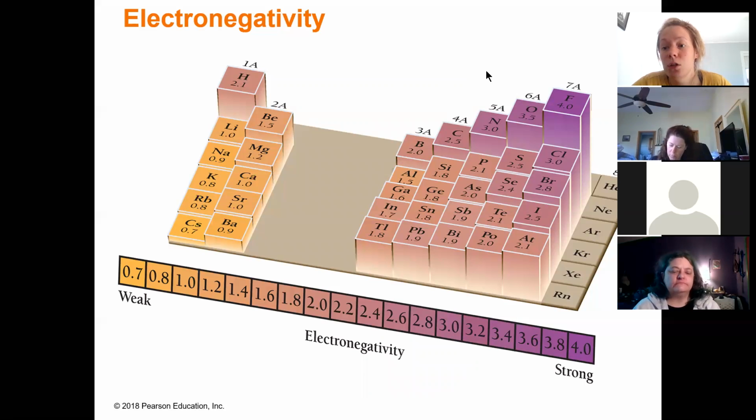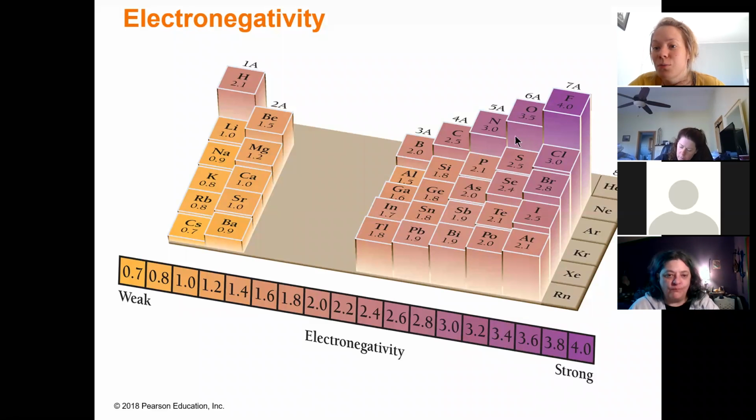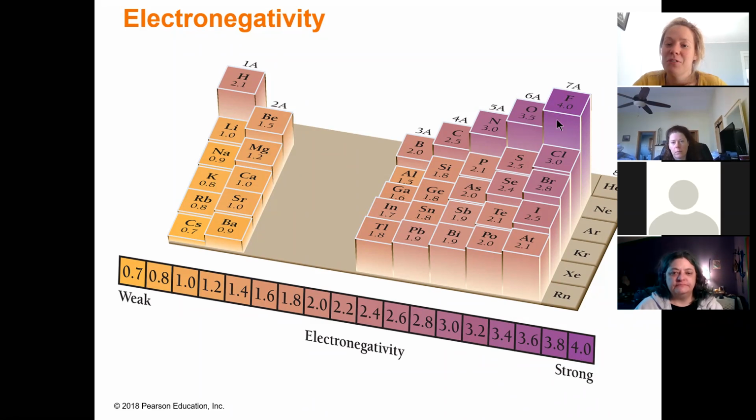these numbers don't have any units to them. They set fluorine as like this arbitrary 4. So it has the highest electronegativity. It is the greediest thing for electrons. Everything else is just in relationship to fluorine. So oxygen is 3.5, so about an eighth less in its electronegativity. That's where those numbers come from.